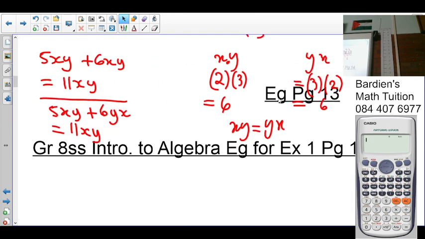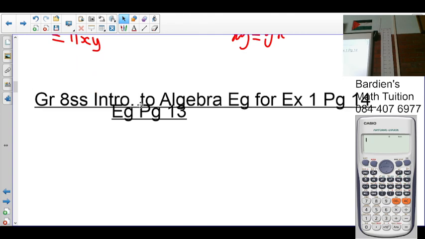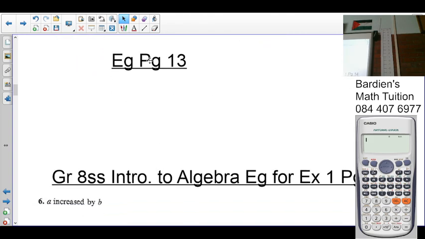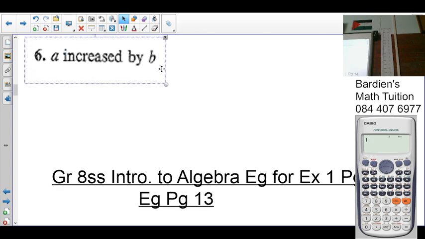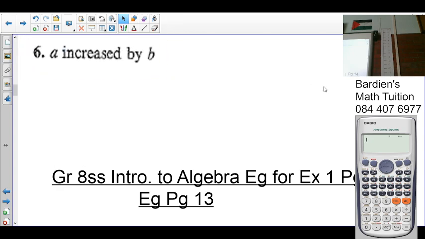Okay. Let's carry on. In number 6 it says A increased by B. A increased by B will simply be A plus B.